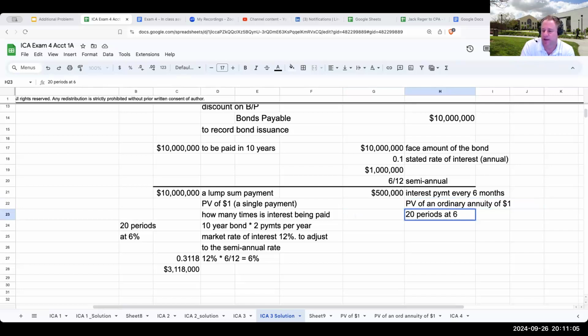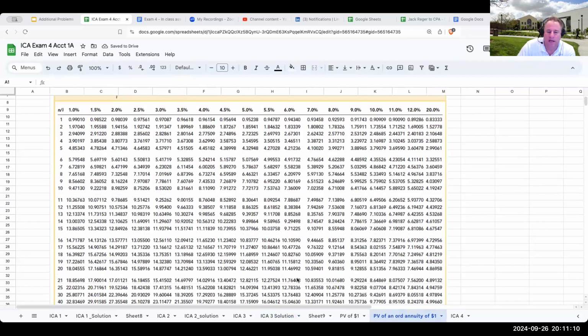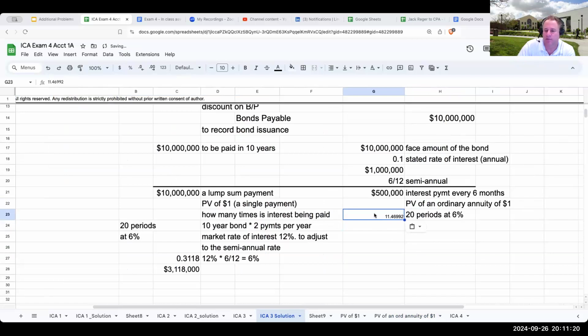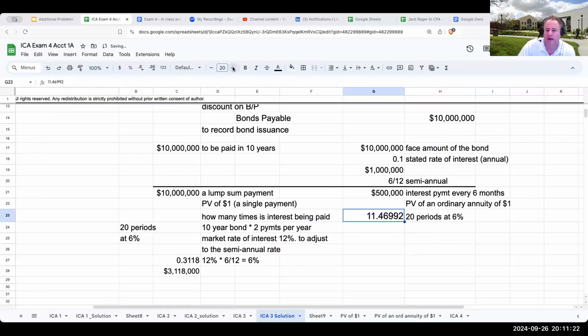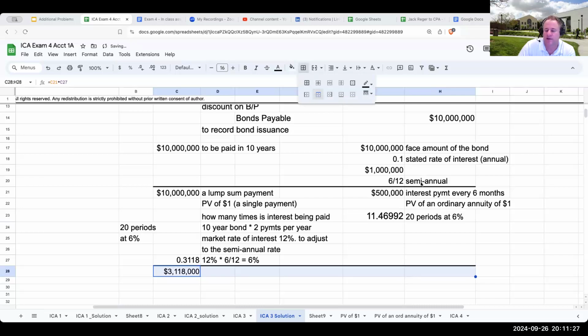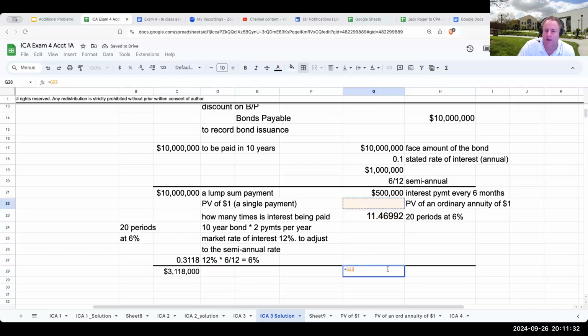So what I can do here is I can use the same factor, 20 periods at 6%. So when I come over here, 20 periods at 6% is 11.46992. I bring this back over here to my amount of the 500,000. So the value of these 500,000 payments for the next 10 years, or twice per year, is going to be 5.7 million. That's what the value of this is today.